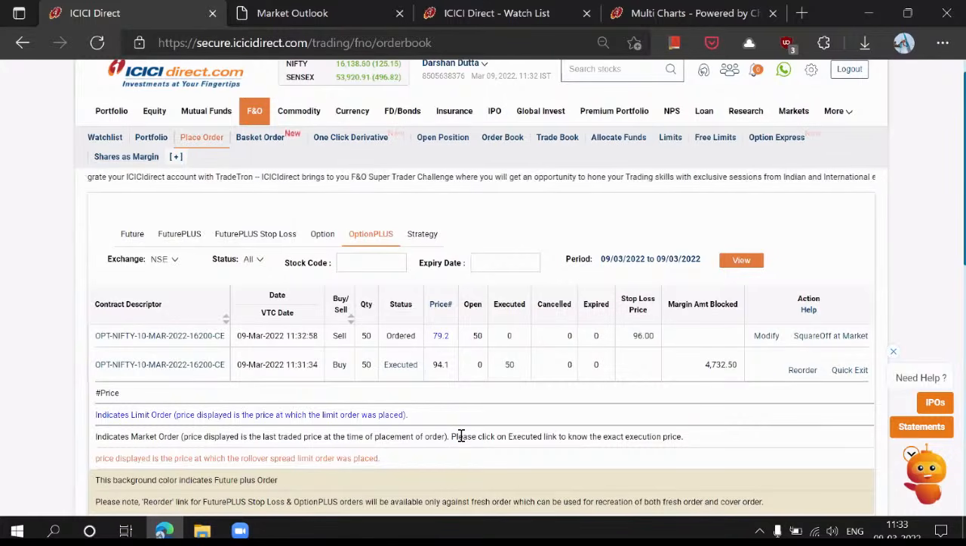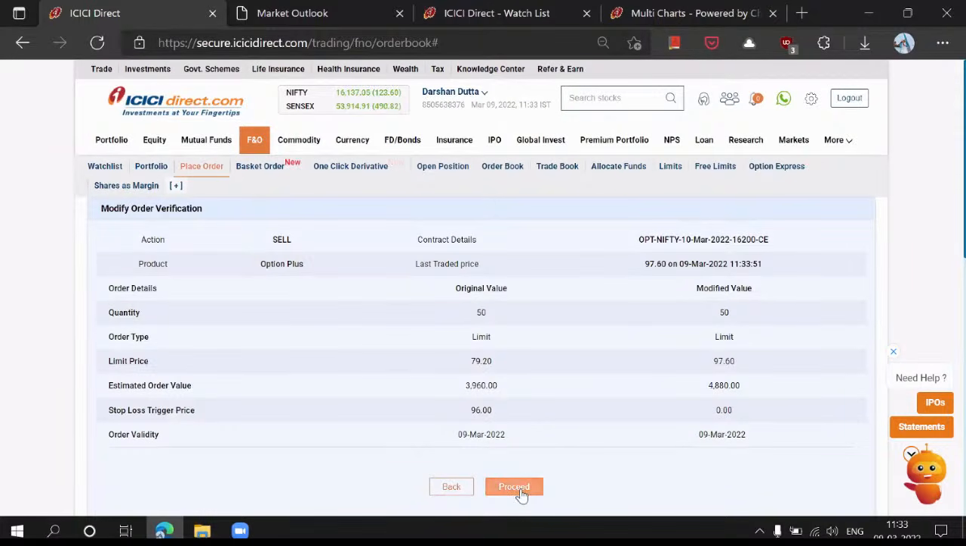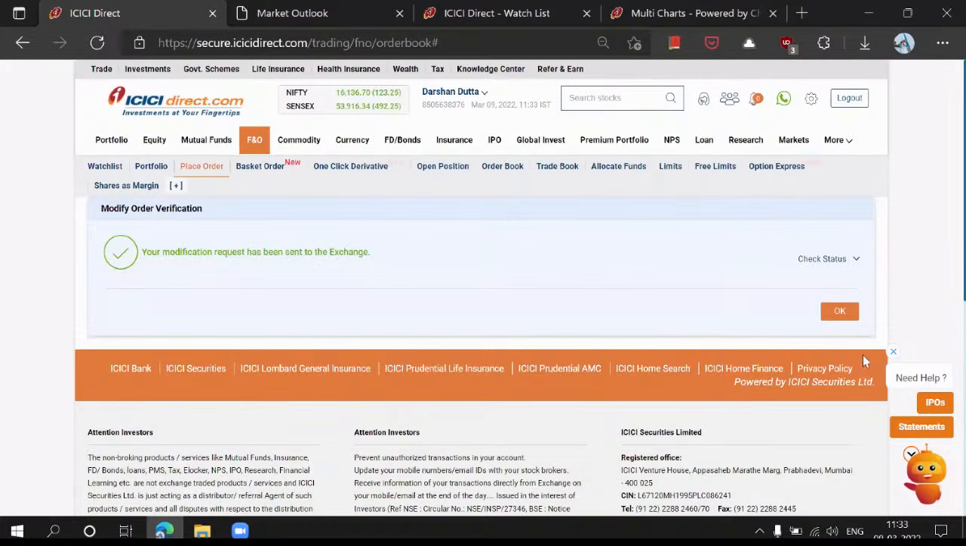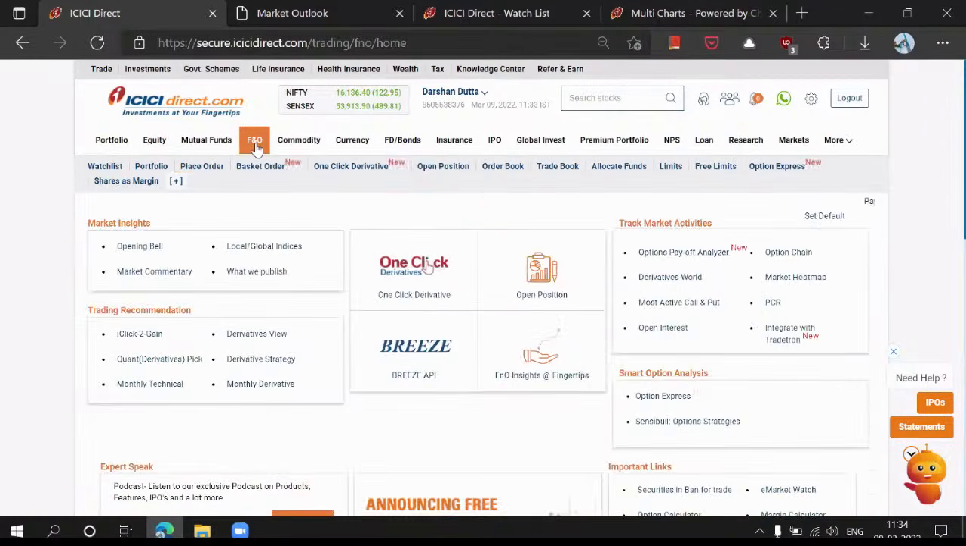You could also place a stop loss on the normal options. So Darshan, you want to square this off, you can square this position off and close this position. Yeah, you can square off at market. Very simple to close the position at 97.60. The trade is closed. And you could just keep on writing on the chat. After the initial presentation, I will take the questions which are there in the chat window as well.